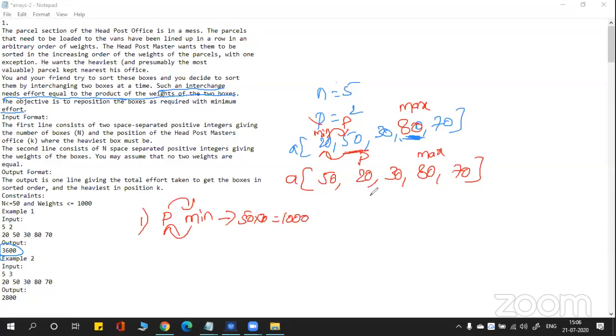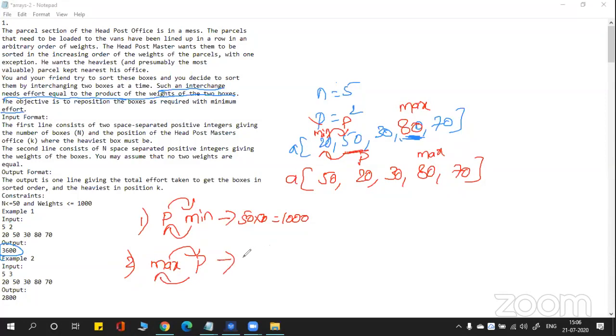Yes. After that, what will I do? Now here I have a minimum value, so I can interchange this maximum and the position. So in the second step, I'll be interchanging this max with this position. At this position, I got a minimum value. So max and position are interchanged.